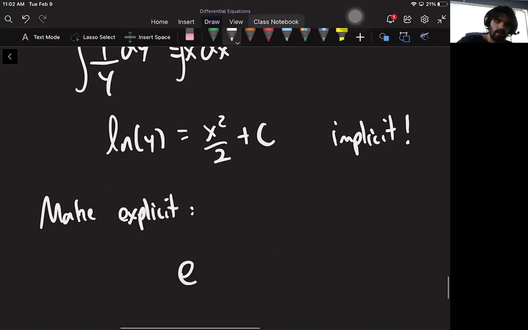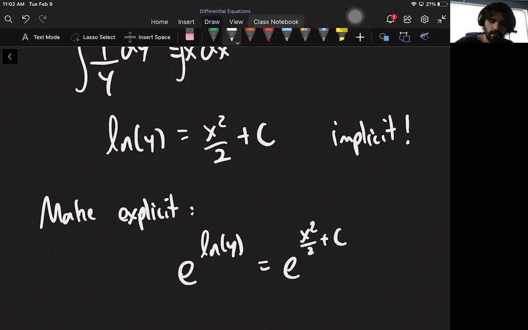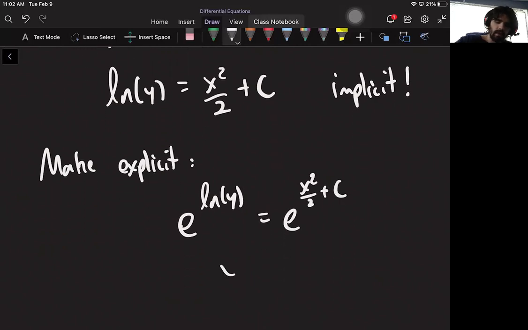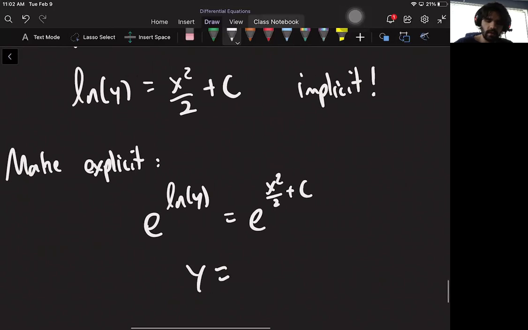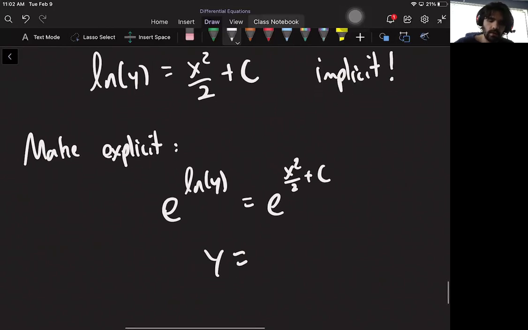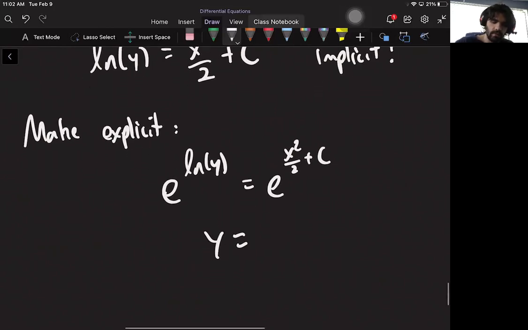So if I think of it, I can think of it in many different ways, but I can think of it as e-ing both sides. Then on the left, I now have y, so now I'll have a nice function instead of a relation, so I'll have an explicit solution. And then over here, I'm going to play a little trick.